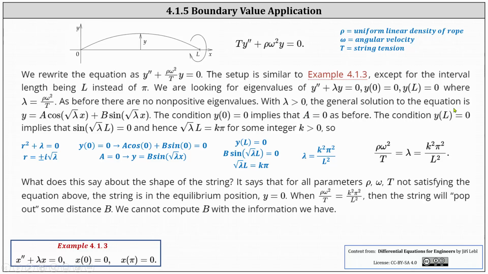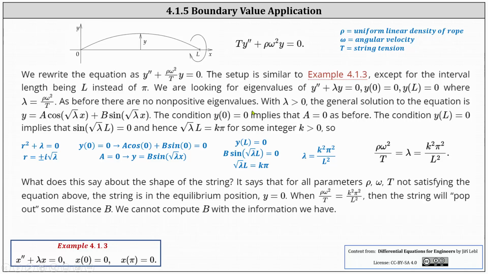The general solution to the equation is y equals a cosine of square root lambda x plus b sine square root lambda x, and this is because the corresponding characteristic equation when lambda is greater than 0 is r squared plus lambda equals 0, where the roots are plus or minus i square root lambda, where the real part is 0, the imaginary part has a coefficient of square root lambda, giving us the general solution.